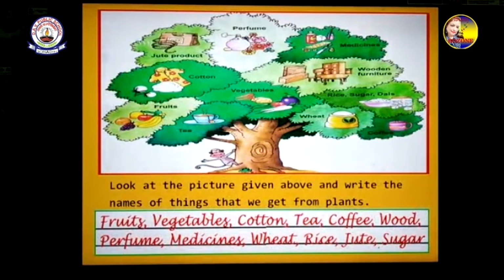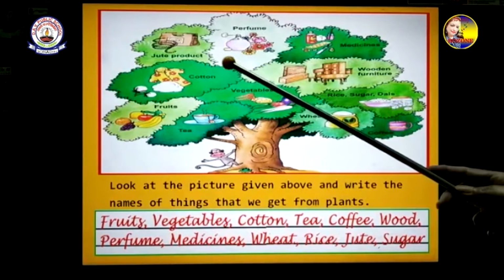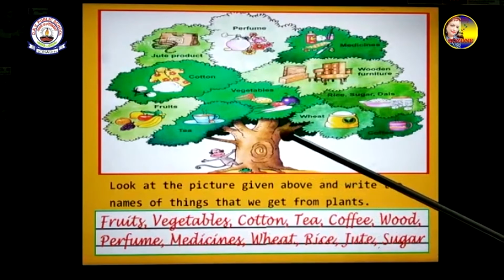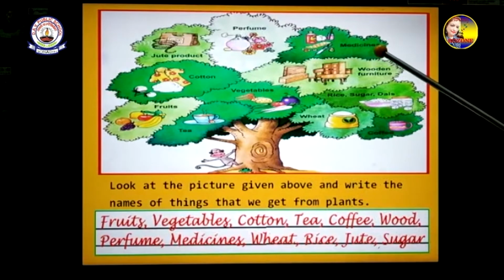Now you can see a tree and what all things we get from a tree. You can see so many things the tree gives us. Different trees give us different things. We are going to see this, many things that the trees give us. Gives us perfume. Every day your mummy, daddy must be using perfume on their body just to smell nice. Then medicines, many medicines are made out of plants.